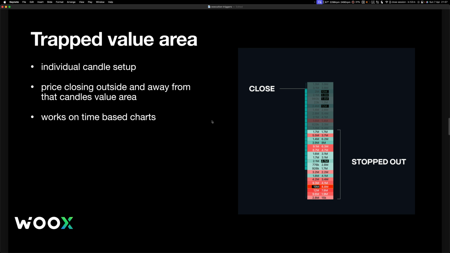So yeah, trap value. I've done a whole video on this. I won't really dive into this too much. There's a few things I wanted to talk about. Individual candle setup, I'm going to cover this in a minute. There's a bit of an asterisk to this.